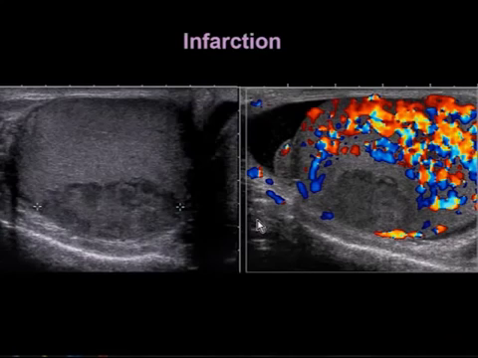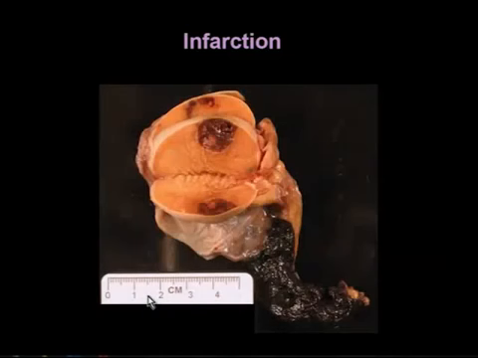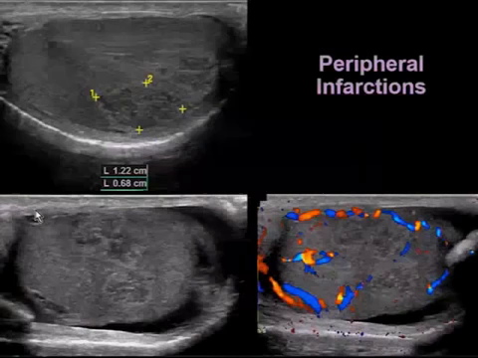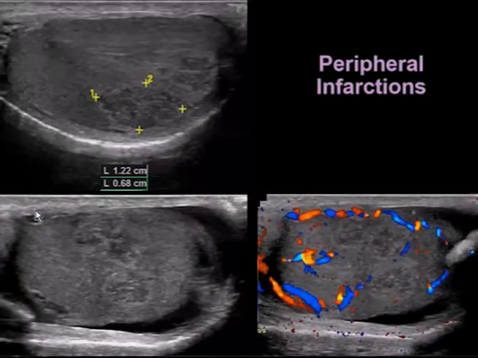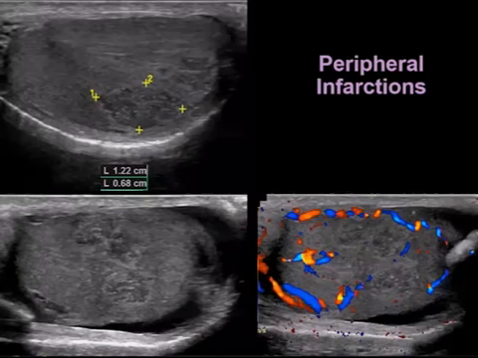So here's a patient who has an infarction. This patient did present with pain. We see a focal lesion at the periphery of the testicle. It's well defined. It looks like a mass. The only thing about this mass is it doesn't have any blood flow, whereas the testicular parenchyma does. This was still concerning for malignancy, and so they did remove it, and pathology showed a focal infarction of this part of the testicle.